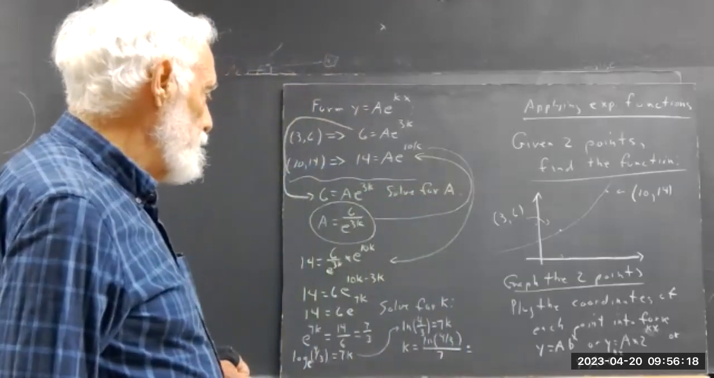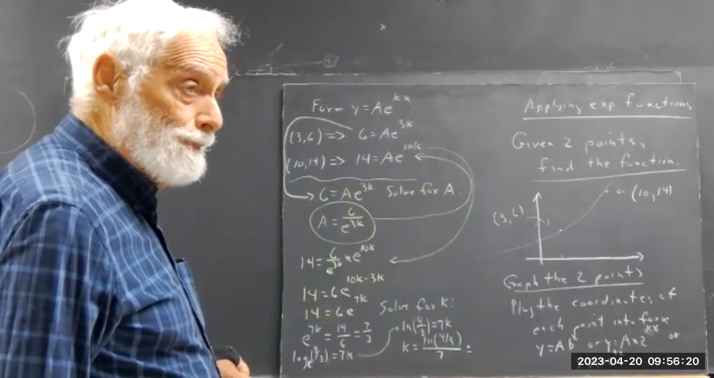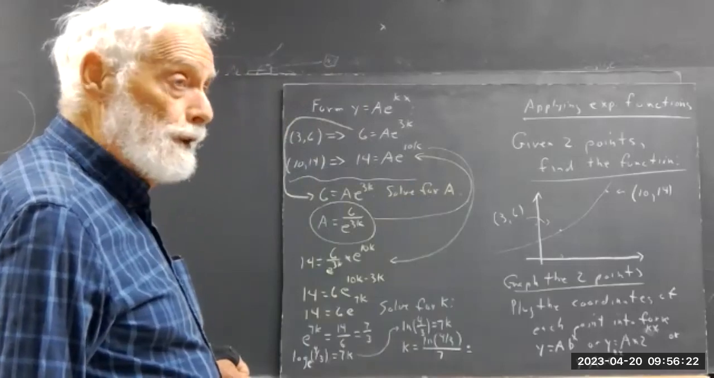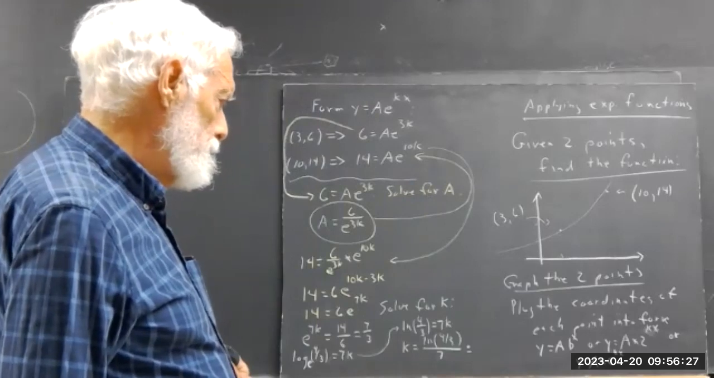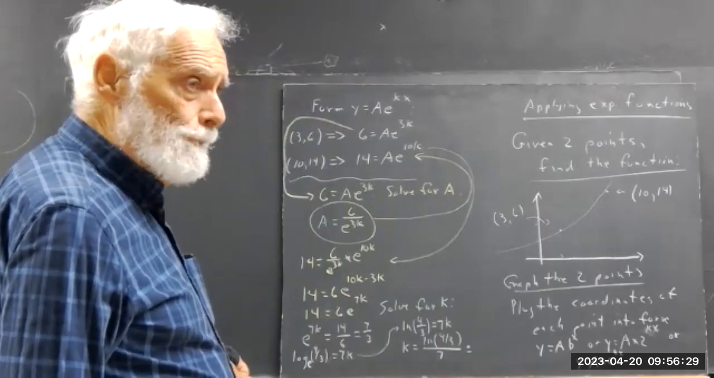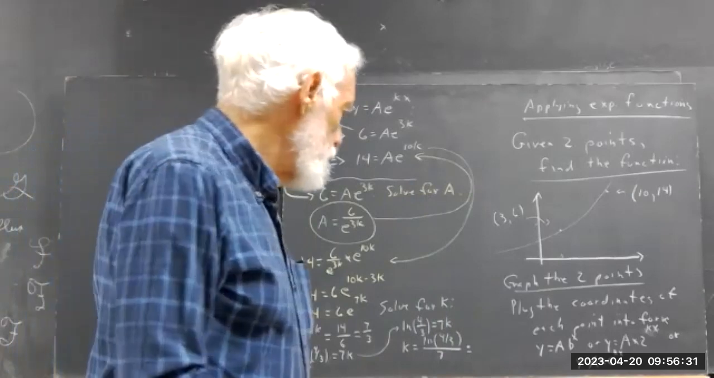Now, let's see, what is the natural log of 4/3? Well, you need your calculator to do it. It's going to be negative.